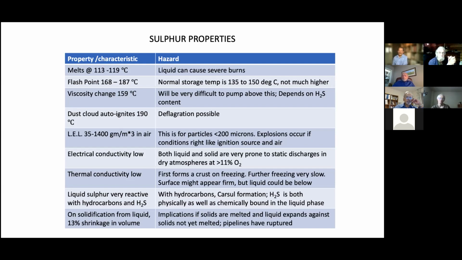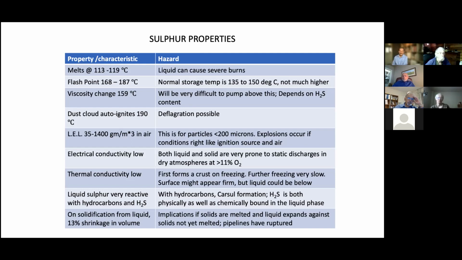When you solidify it from the liquid, at the melting point, you get about a 7% shrinkage. And then it goes through a crystallographic transition around 95 degrees, where the crystal structure changes and it shrinks a further 6%.